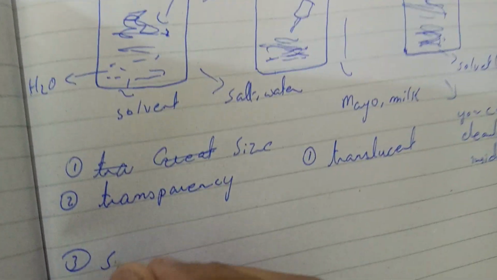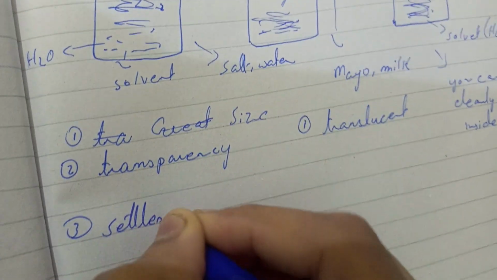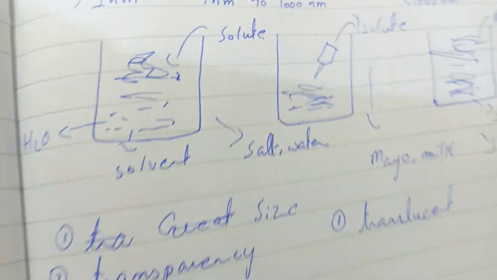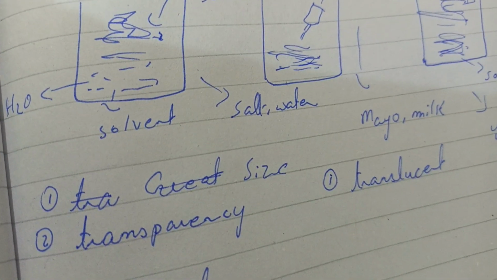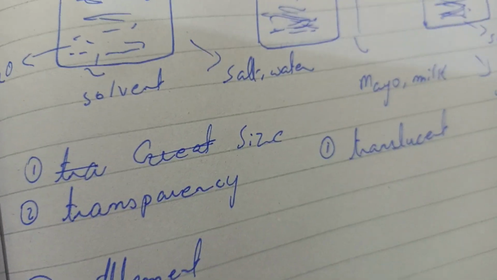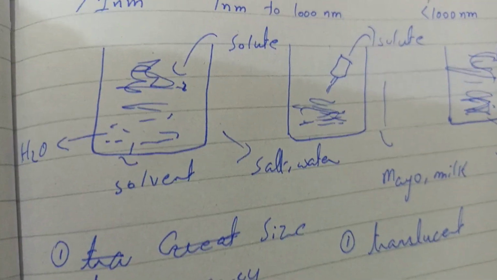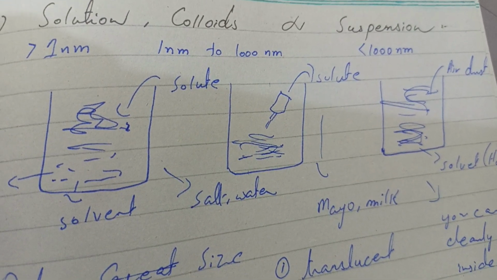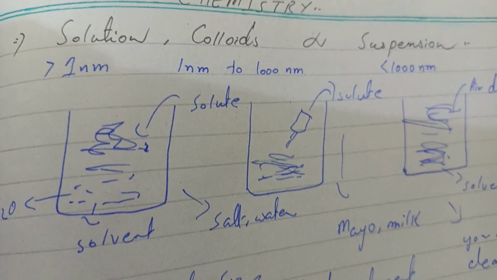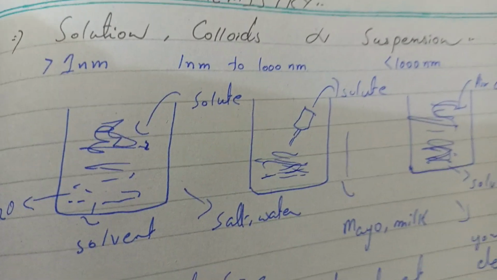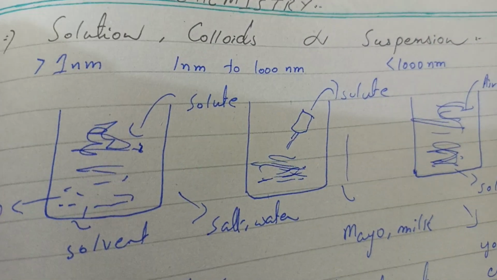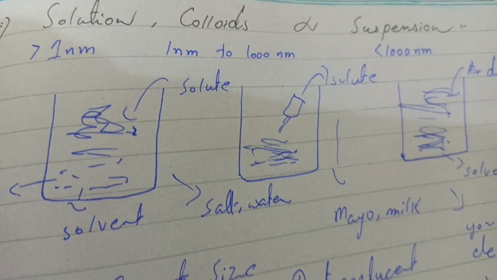Now the third term that we have is settlement. What does it mean? It doesn't mean that they will settle and make their house and everything. Settlement just means the particles settle down. For example, in tea, when you pour some sugar in the tea, it just mixes up. But when you put too much sugar in, it just lays down and settles down.